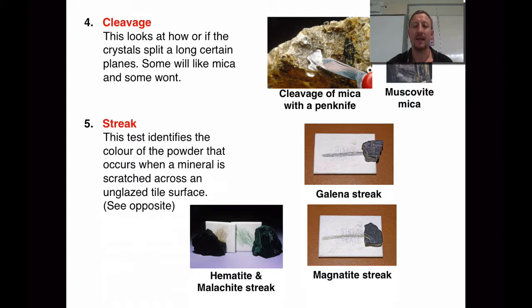Then in the bottom left, we've got hematite on the left. Although hematite looks black, you can see it's coming out with brown, and malachite on the right is coming out with a green color. So it's looking at the powder which is generated when it's streaked across an unglazed tile. That's another test. And if you go onto the web and put in streak tests, you'll see the various different colors which each mineral can generate. Combining all of these tests together will give you a good indicator as to what mineral you're dealing with.